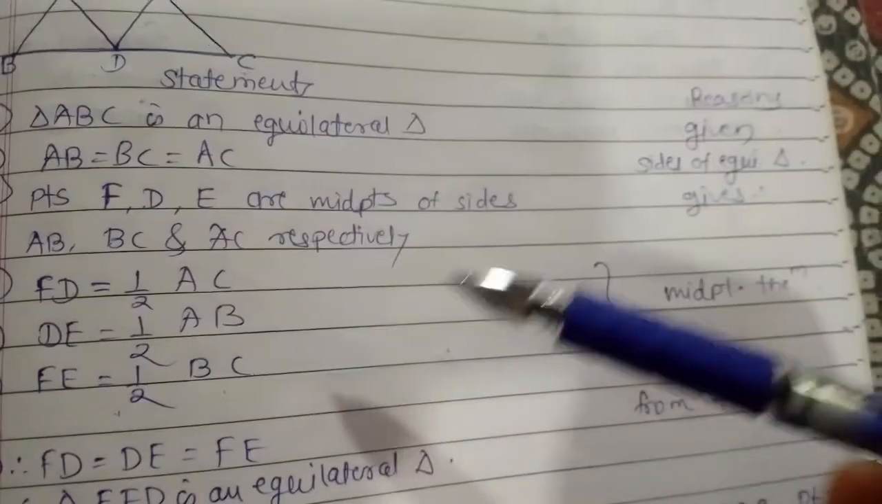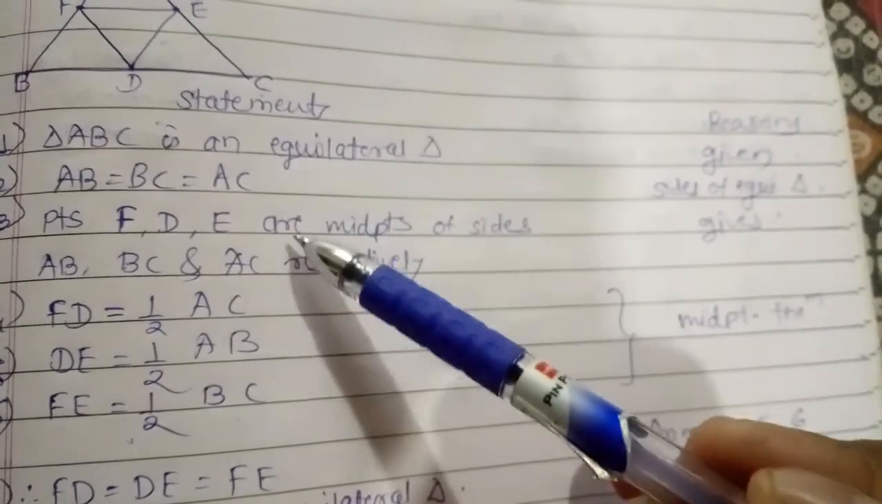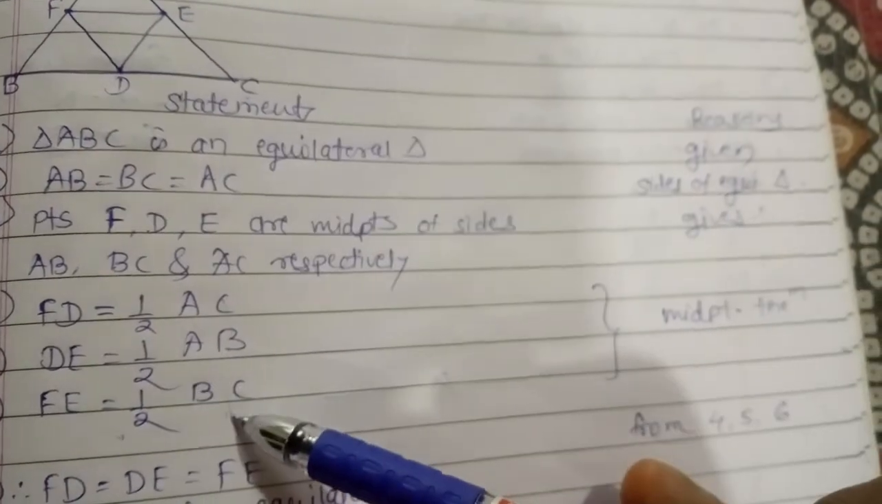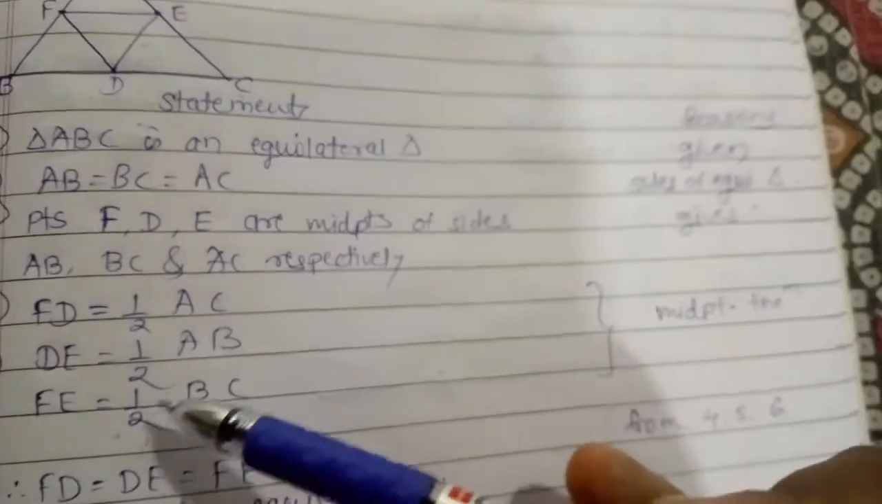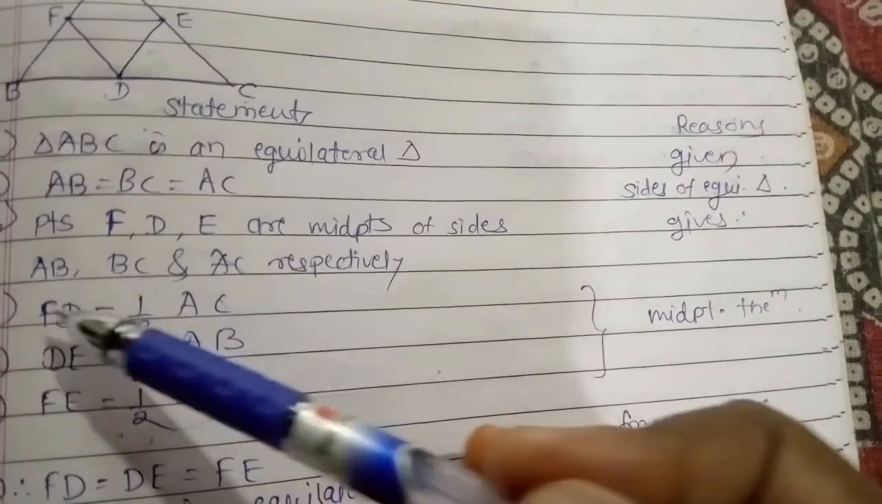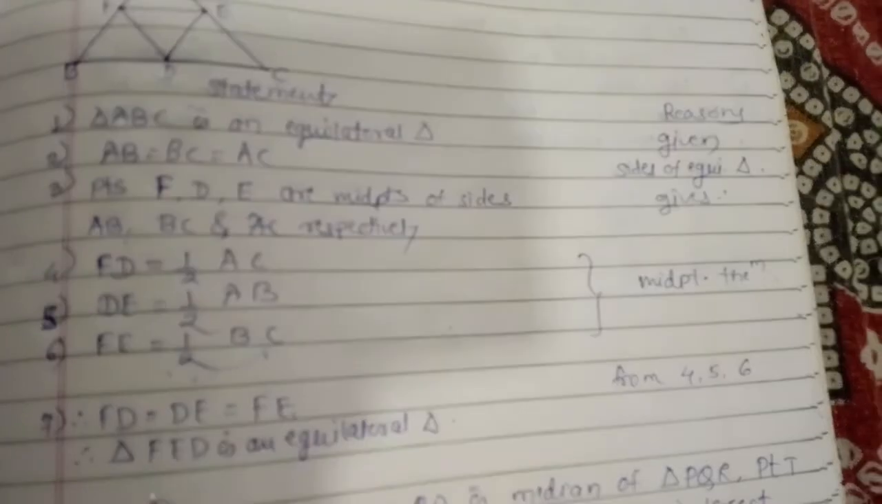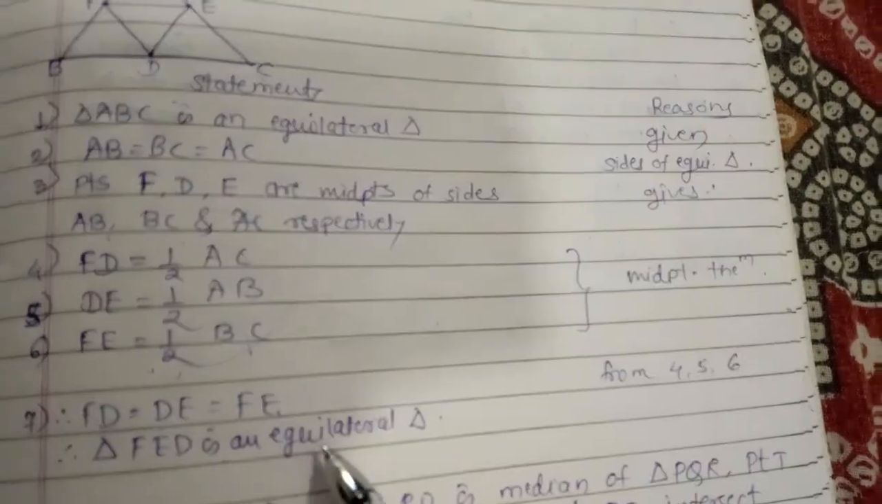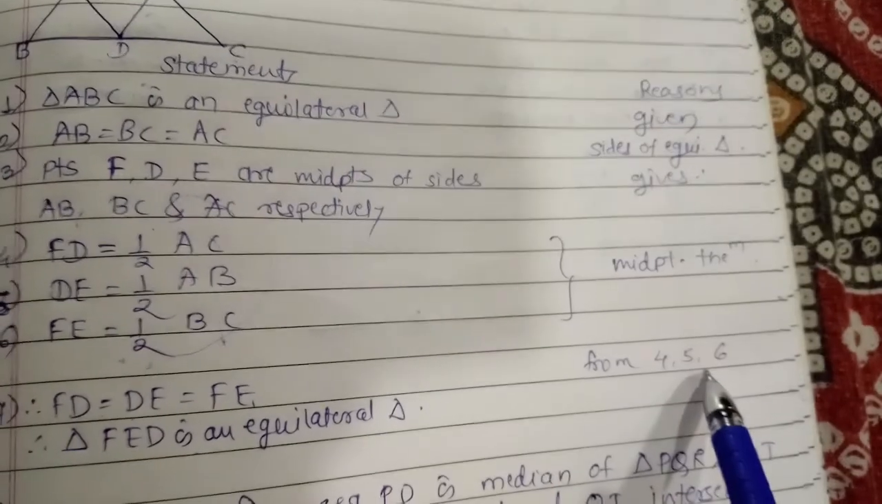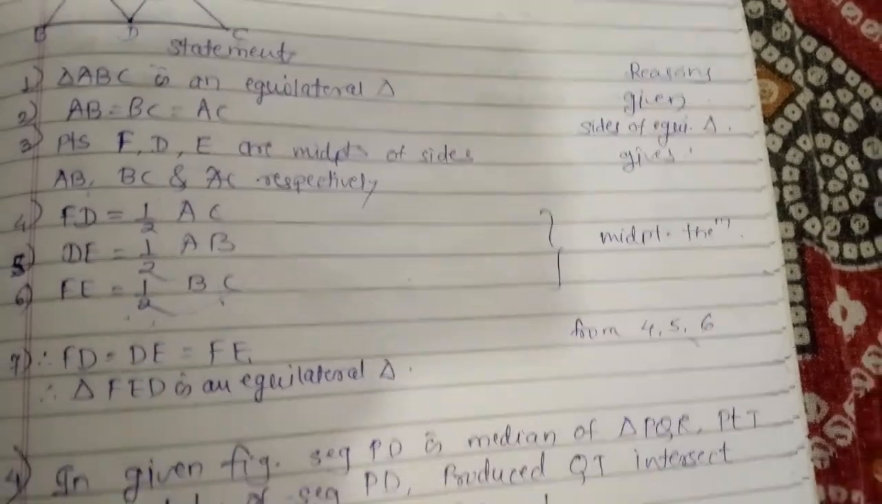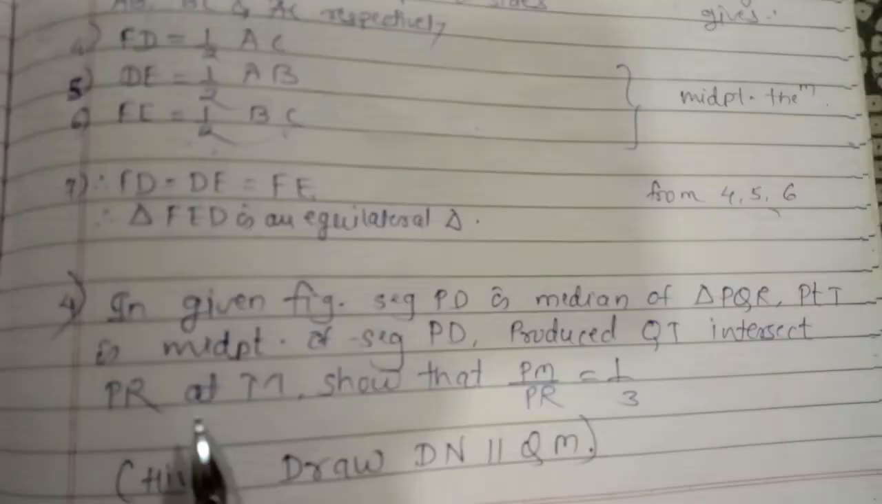So यहाँ पे हमें देखना है कि AB, BC और AC equal हैं, मतलब ये total sides equal हैं, half भी also same. So right sides are same, so left sides are also same. So we can easily write that FD is equal to DE is equal to EF, and so triangle FED is an equilateral triangle from 4, 5 and 6. Now see the example number 4.